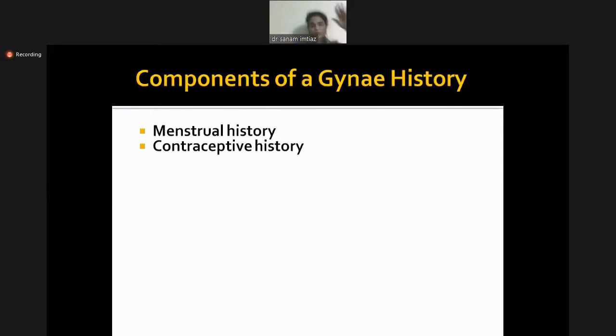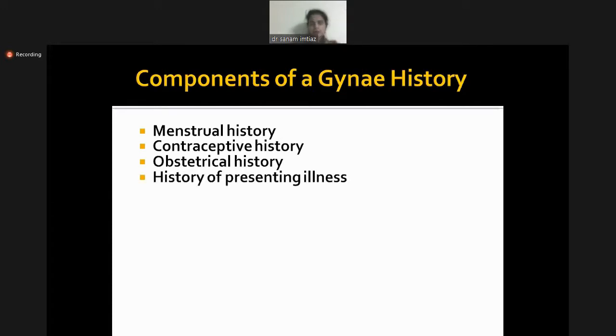Okay, so now the history taking is starting. What are the components of the gynae history taking? Menstrual history, contraceptive history, obstetric history. When you're taking the gynae history, obstetric history is more or less very brief. All you need to know is the parity and the mode of delivery, if there were any complications during the pregnancies and the postpartum period, if the patient had been lactating the babies, or was she on any kind of contraception, all these things.